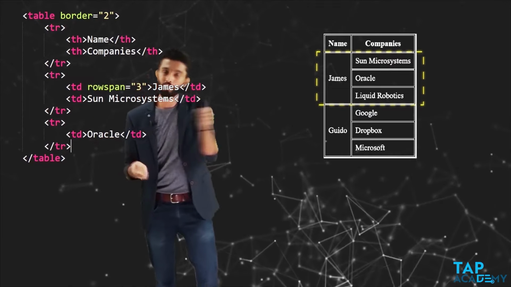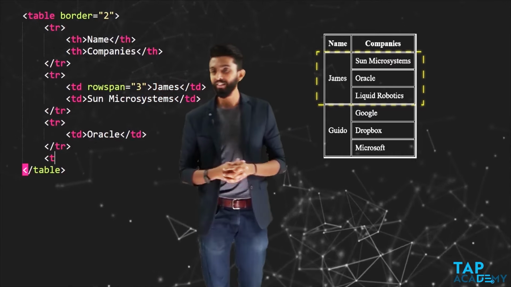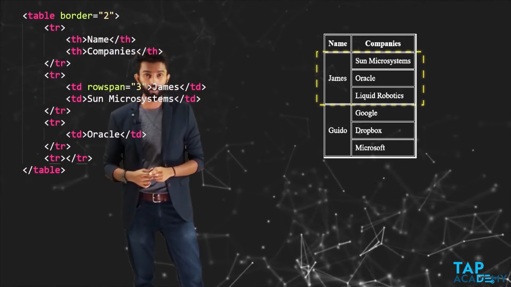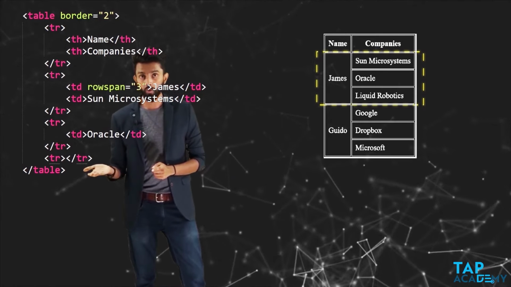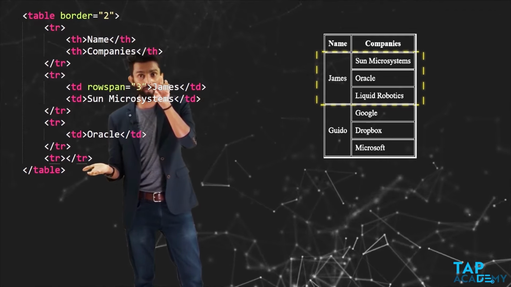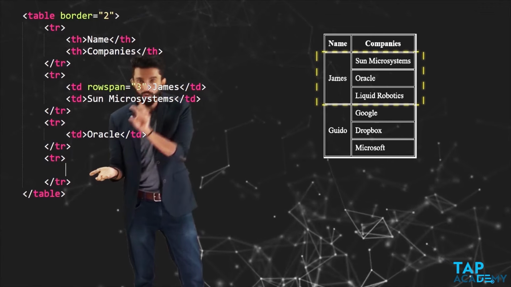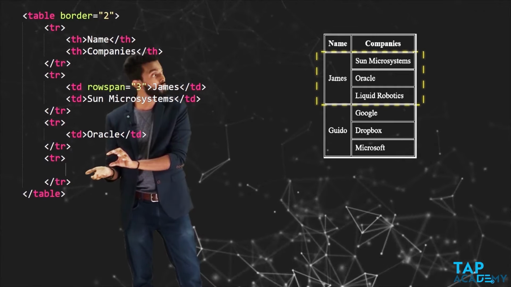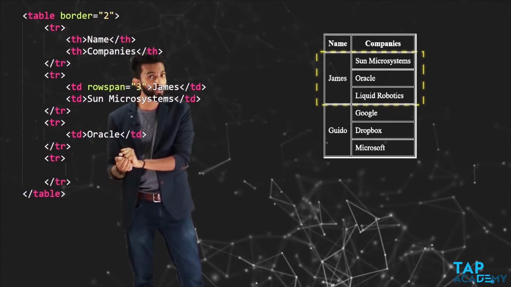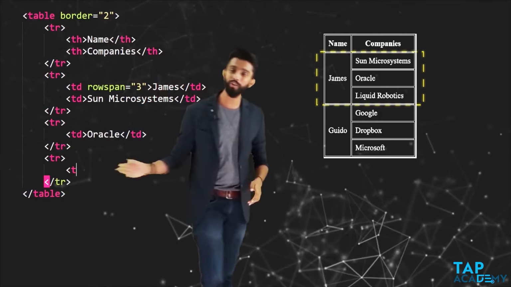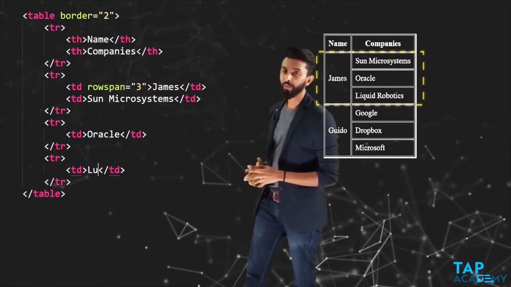Now come to the next row. So I will tell TR like this. Again, think logically. Pause for a second and think. Should I tell the name? No, because the same name is going to span on to my third row also. First row, second row, third row. Which means in the third row, what is the only piece of information I should give? Company. And which is the company? Liquid Robotics. That's what I'm going to do. TD because it's data. And Liquid Robotics, I will tell.